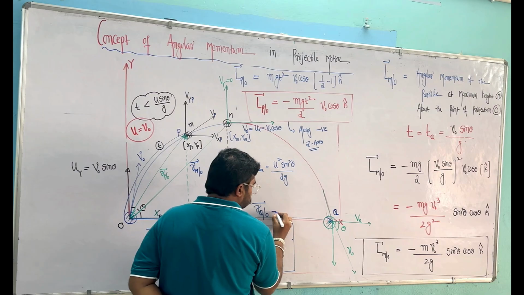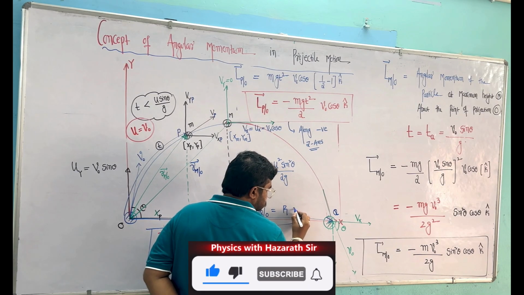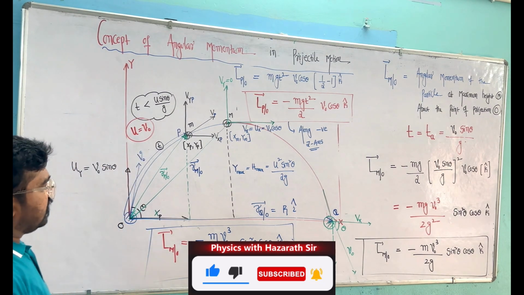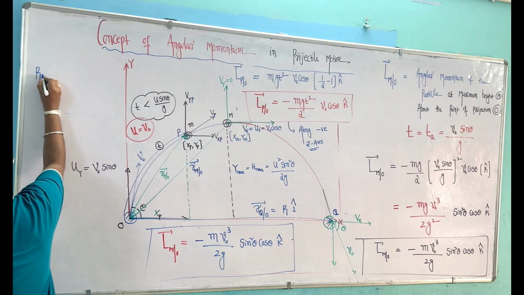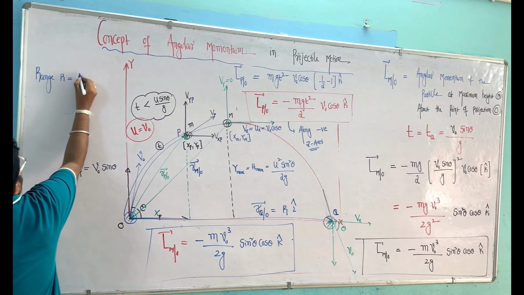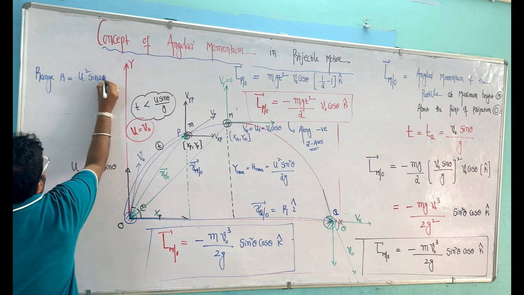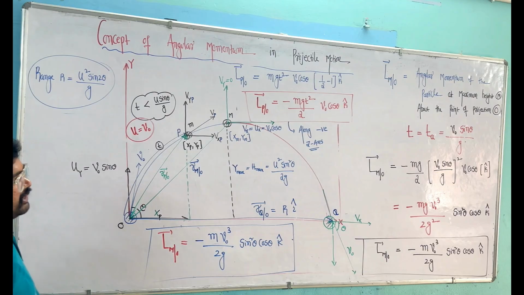About point O, that is equal to how much? Range, R cap. R equal to how much? Range R equal to U square sin 2 theta by g.